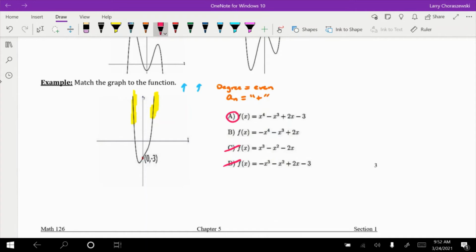Options A and B have the even degree, but the major difference between these two options is that option B has a negative leading coefficient, and that would give us a graph in which the ends point down, so we can eliminate option B. And to confirm option A, we have the even degree of 4, and the leading coefficient is a positive 1. So, yep, very good. Option A.